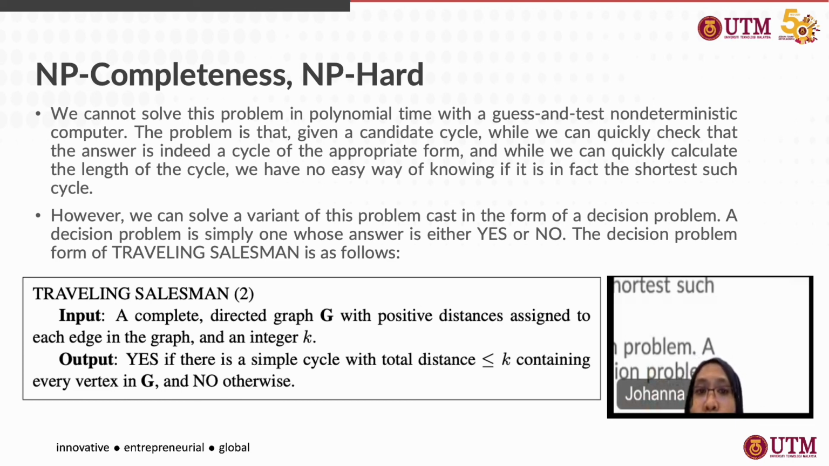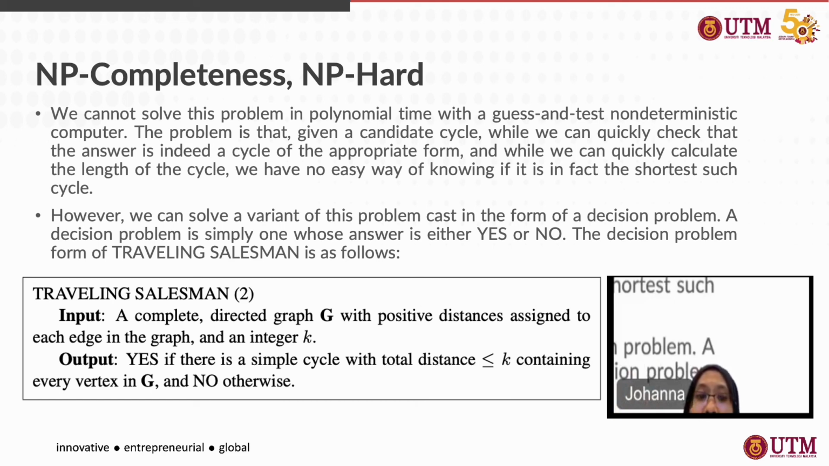In order to improve on the possibilities that we have in the previous slide, we propose these solutions. The problem is that, given a candidate cycle, we can quickly check that the answer is indeed correct, meaning that we propose a solution like this. A decision problem is simply one whose answer is either yes or no. So the suggestion is the input: a complete directed graph G with positive distances assigned to each edge in the graph, and an integer K.